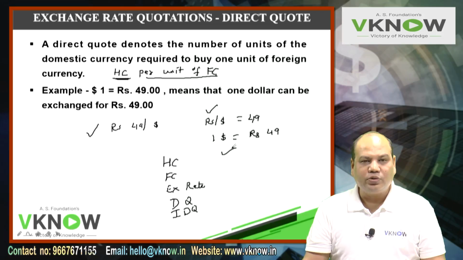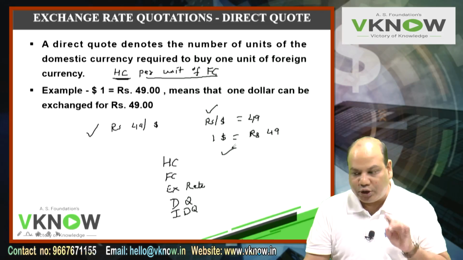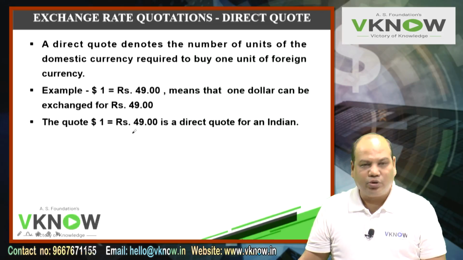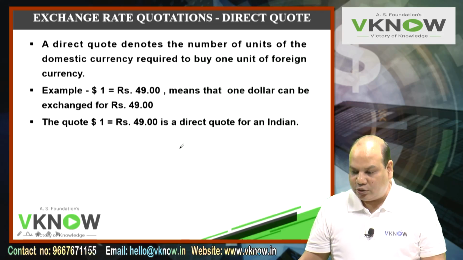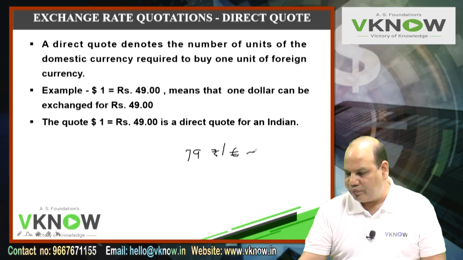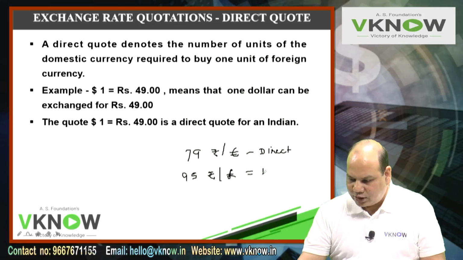It means number of units of home currency. Home currency in India is rupees, 49 rupees are required to get 1 unit of dollar. Dollar is foreign currency in India. So therefore it is a direct quote for an Indian. 79 rupees per euro is a direct quote for an Indian. 95 rupees per pound is a direct quote in India.